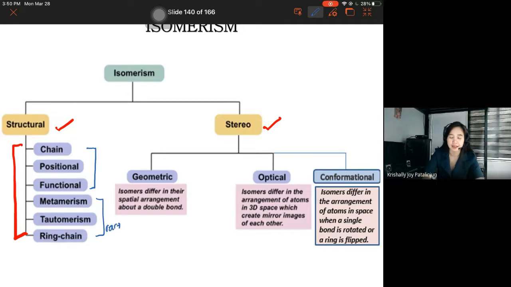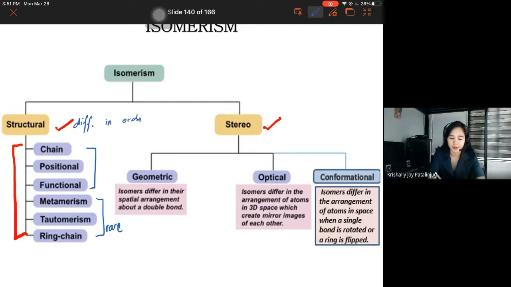The remaining 3 are rarely encountered. There are distinctions on where the remaining three occur; they have a particular set of molecules where they are encountered. So metamerism, tautomerism, and ring-chain isomerism are rarely encountered. The next meeting, we will be discussing the three types of stereoisomerism: geometric, optical, and conformational. For now, we will focus on structural isomerism. Again, I repeat, in structural isomerism, the differences in structure are due to differences in the order of bonding.